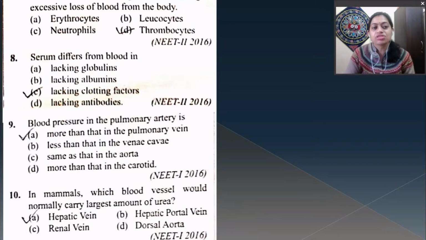Next, serum differs from blood in lacking clotting factors. We know blood minus clotting factor, that means plasma minus clotting factor equals serum. So lacking clotting factors, not globulin, albumin or antibodies. Next is blood pressure in the pulmonary artery is more than that of pulmonary vein. So this is the character of pulmonary artery, that is, their pressure is more than that of pulmonary vein. Right. Next question number 10 is in mammals, which blood vessels would normally carry largest amount of urea?